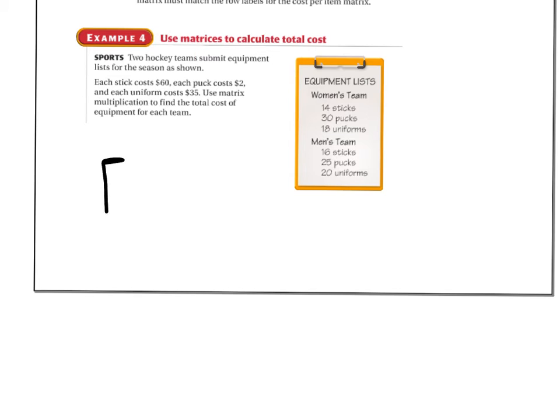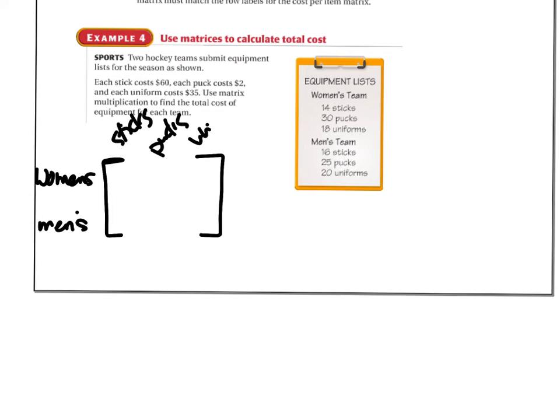So we're going to start out writing this chart in a matrix form, and this is our inventory matrix here. And so we're going to look at the women's team compared to the men's team. And we are going to look at 3 elements. We are going to look at sticks, we are going to look at pucks, and we are going to look at uniforms. And now we're going to fill in those numbers based upon the chart. So women had 14 sticks, 30 pucks, and 18 uniforms. And the men had 16 sticks, 25 pucks, and 20 uniforms.